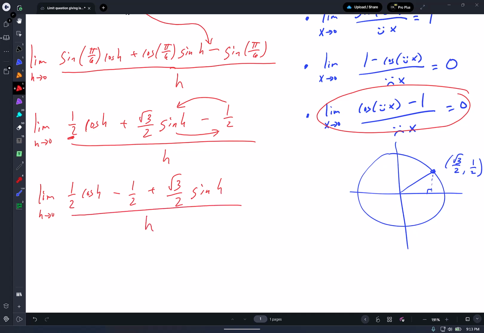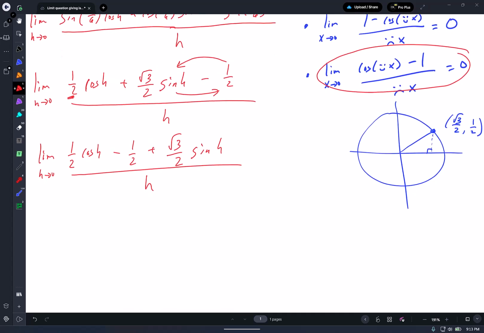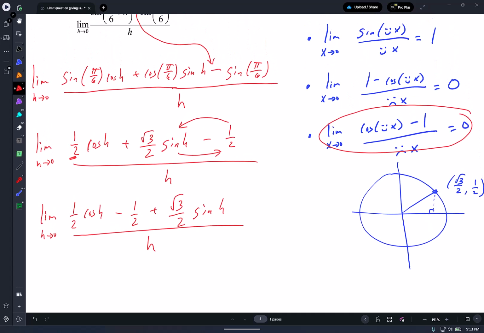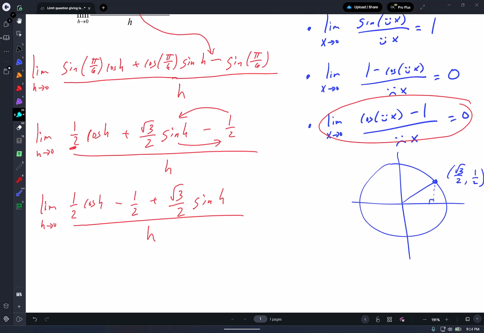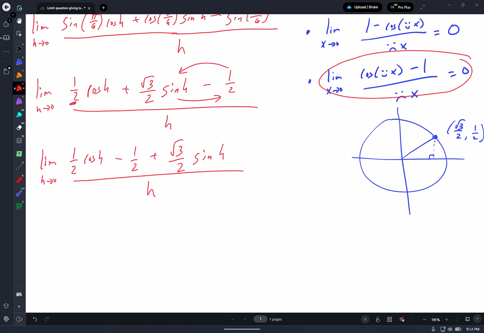I don't see any issues. I think we're still okay. So here we go. Now what I'm saying, guys, is I'm going to do some grouping. I'm going to write limit as h approaches 0, and I'm going to write a giant parenthesis. And what I'm going to do is break this up. So here's how I'm going to break it up: 1/2 cosine h minus 1/2 over h plus square root of 3 over 2 sine h over h.